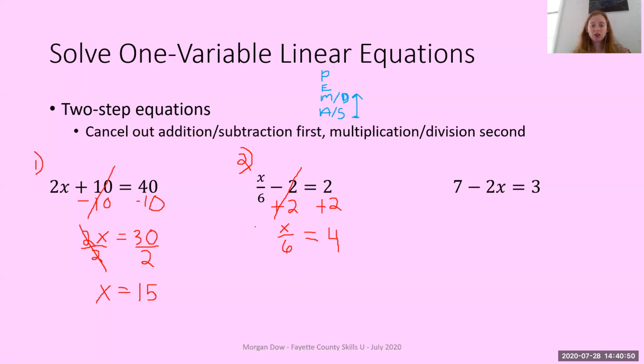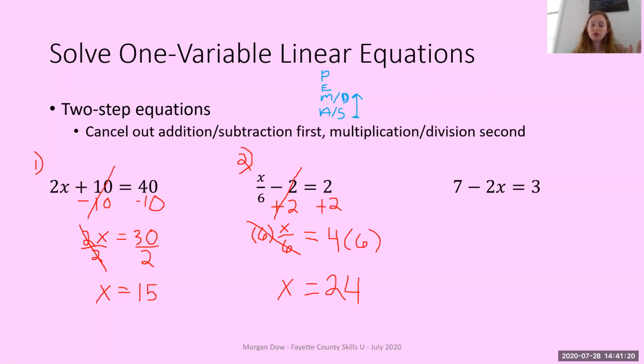Now I need to cancel out this division. How do I cancel out division? I cancel it out by multiplying. So multiply the left side by 6. Multiplication and division will cancel. Multiply the right side by 6. Bring down the equal sign. And what do we have remaining? We've got x over here, and we've got 24 over here. And that's our final answer, x equals 24.